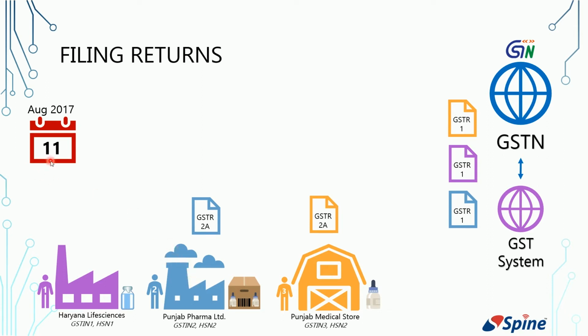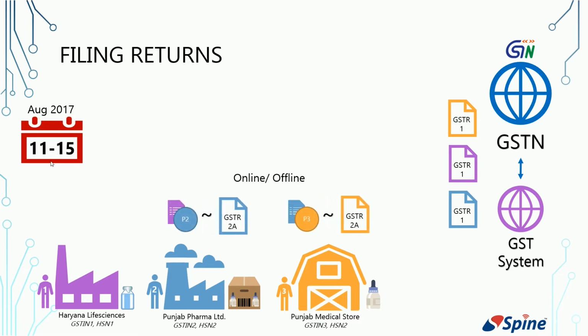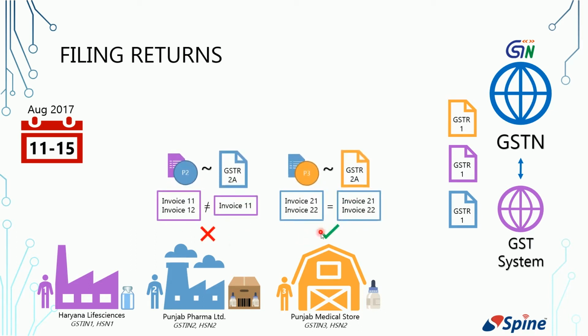Once the taxpayers receive GSTR2A, they compare it with their inward supply data. The comparison for Punjab Medical Store checks out, since its GSTR2A shows two invoices, and it matches with its inward supply of two invoices. But for Punjab Pharma, it has received GSTR2A with the data of one invoice, but its inward supply shows two invoices. That happened because Haryana Life Sciences had entered only one invoice in its GSTR1.